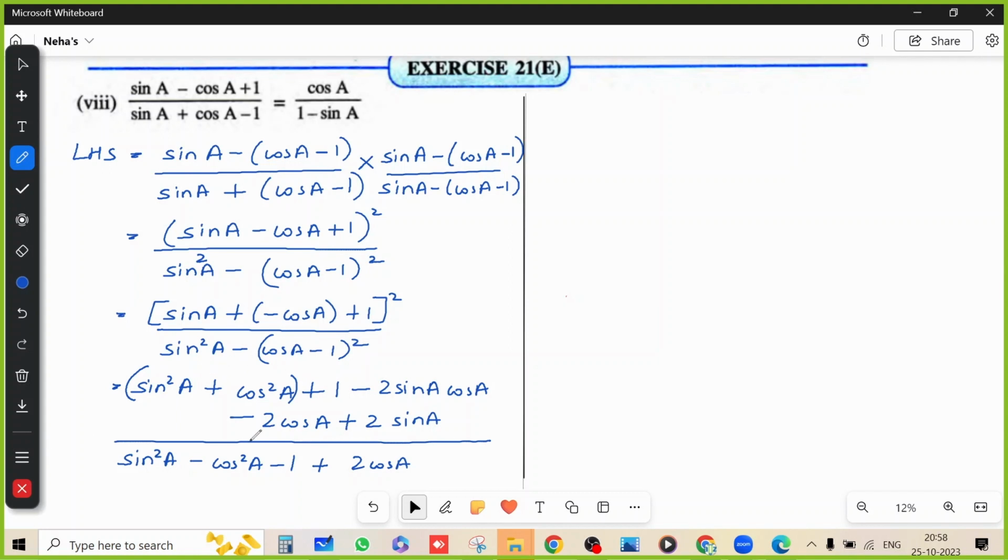Now we know that sin square A plus cos square A is equal to 1. So this will become 1 plus 1, that is equal to 2, minus, we will rearrange now the numerator such that the minus 2 cos A term is written before. So this will become 2 minus 2 cos A and plus 2 sin A minus 2 sin A cos A in one bracket.